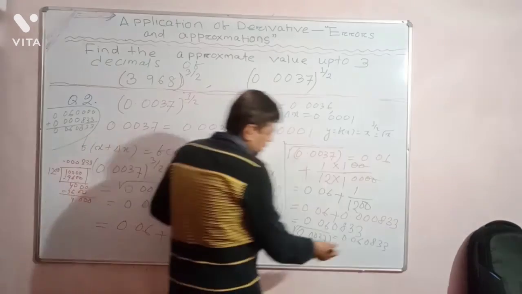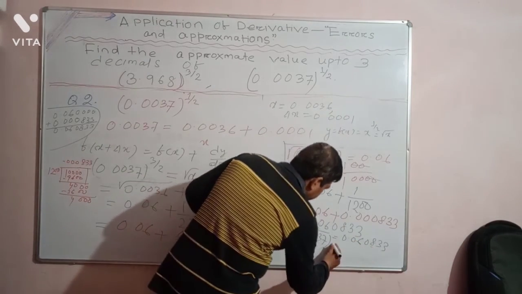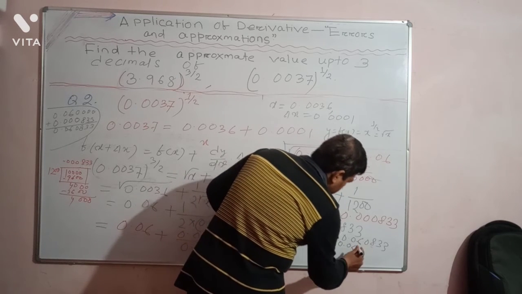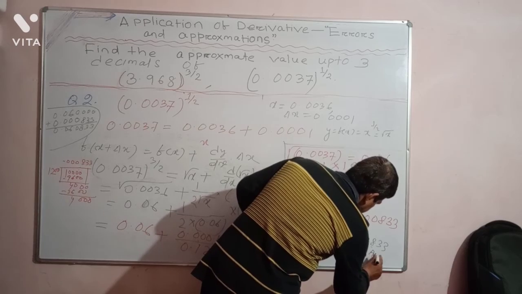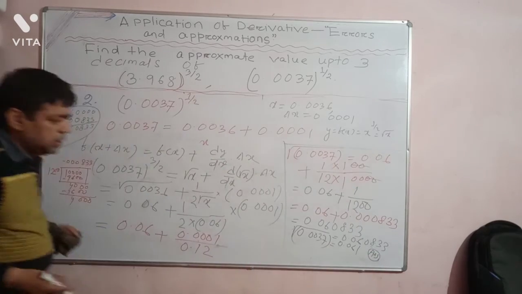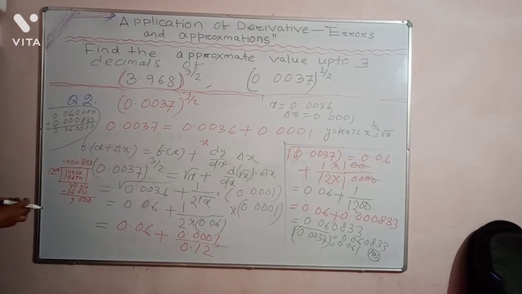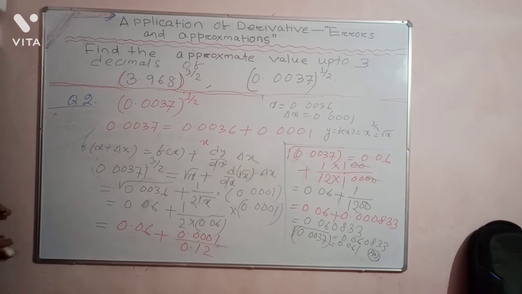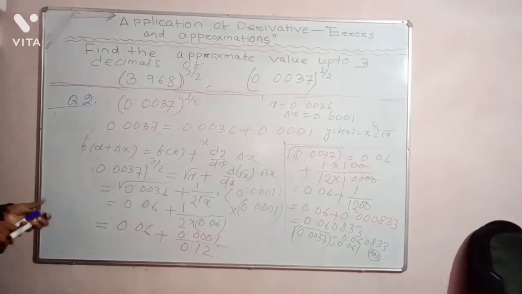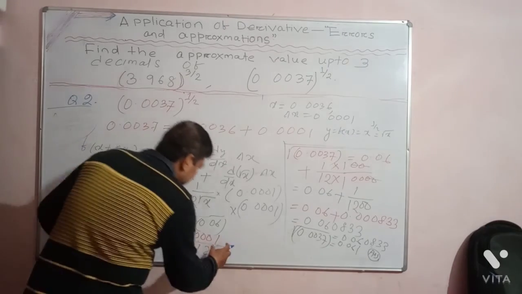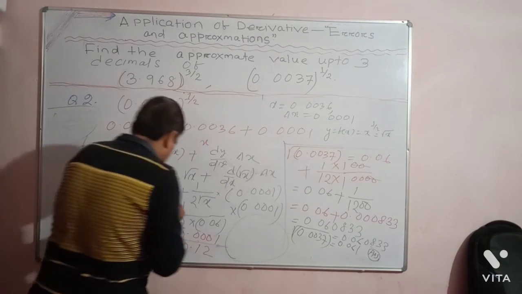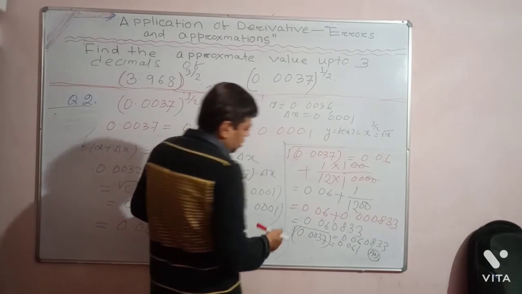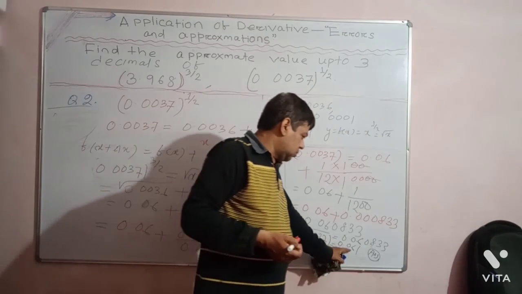The fourth decimal place is 8, so you round up: the third place is 0, and 0 plus 1 is 1. This is the answer. So you get the value 0.061. Right? So finally, the square root of 0.0037 is 0.061.